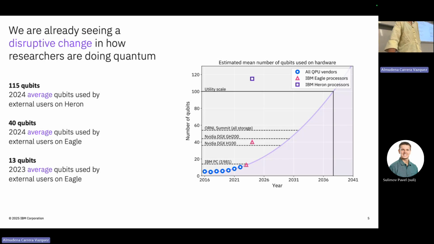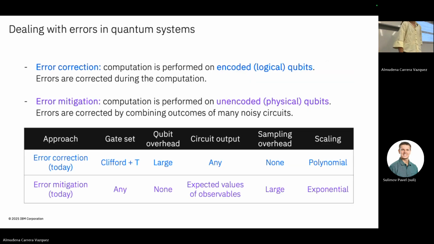So why is this trend so slow? We have been having chips with, say, 50 qubits for a long time, so why were we not using them? And the reason is because the qubits are noisy and the operations are noisy. Now, to deal with errors, there are two approaches. One is error mitigation, and the other one is error correction.